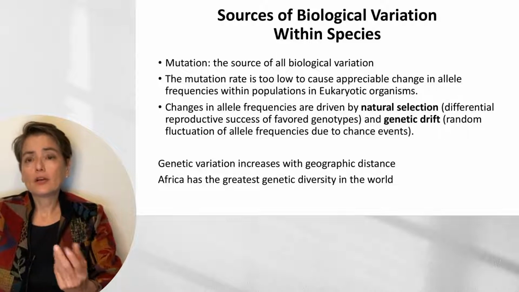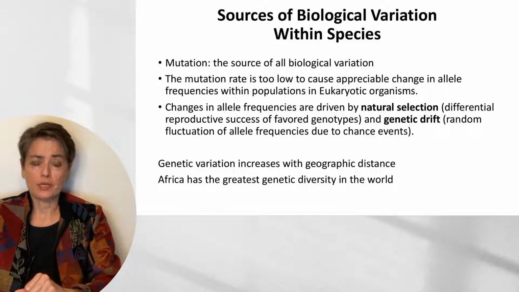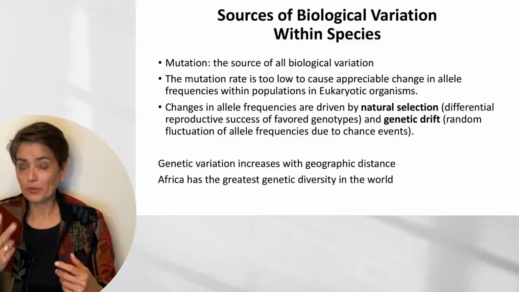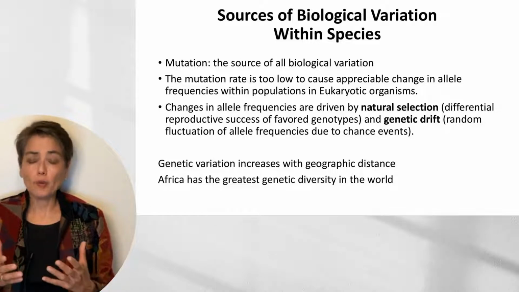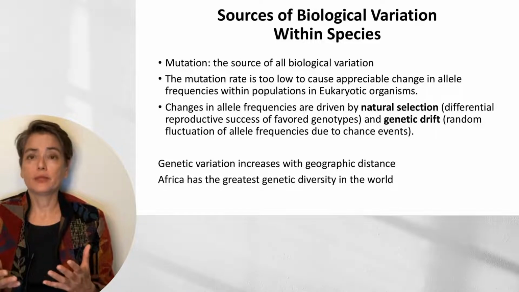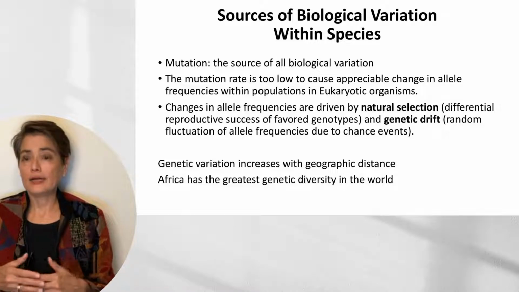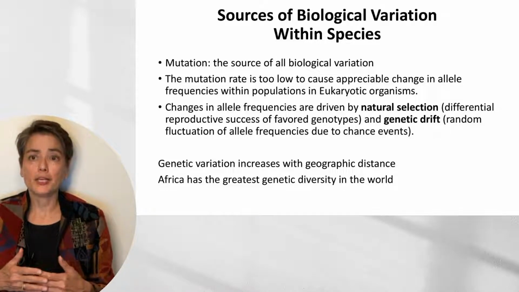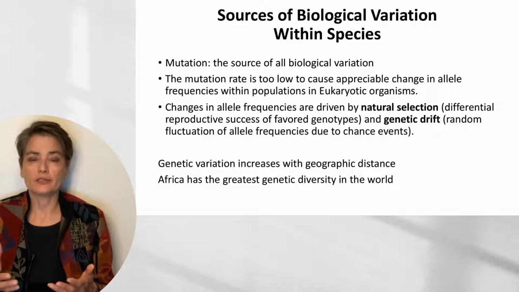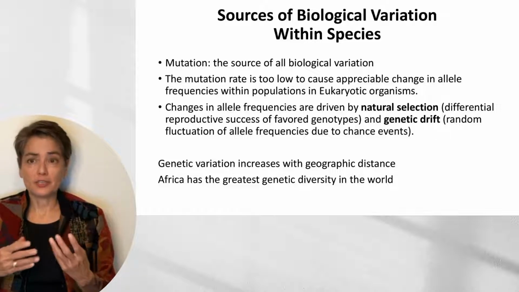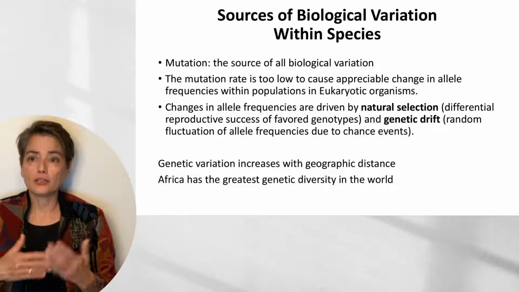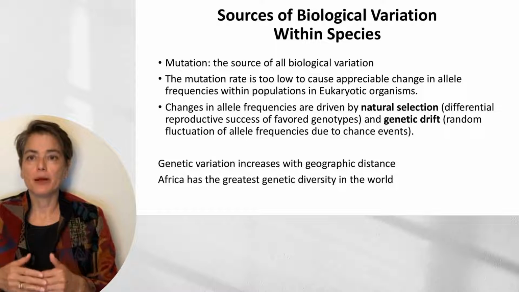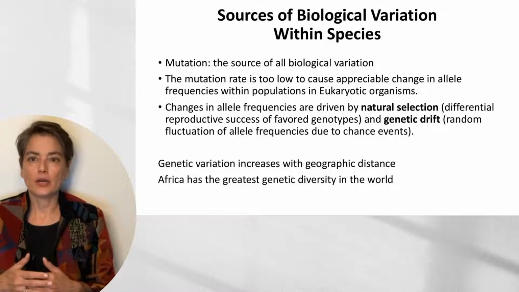So I'm going to digress briefly into some evolutionary biology because it's important for you to understand that what you see with your eyes is not everything that is there. So the source of all biological variation is mutation. But the mutation rate is too low to cause any appreciable change in allele frequencies in eukaryotic organisms, so individuals with cells with nuclei, you and me. Bacteria can mutate so quickly that they can diverge into populations. We don't see that in eukaryotes.